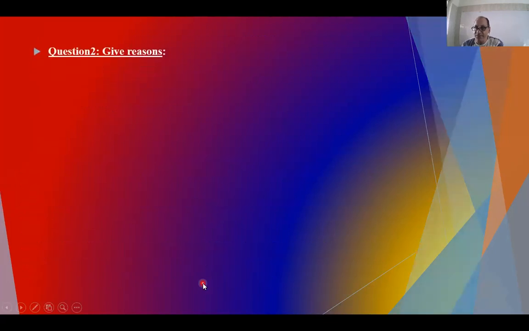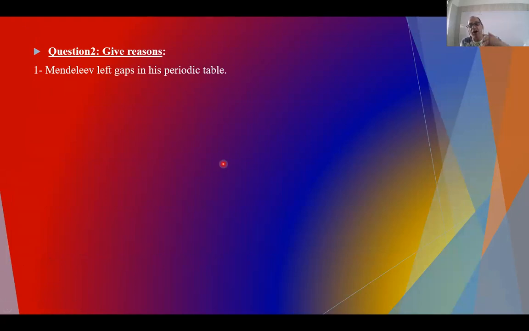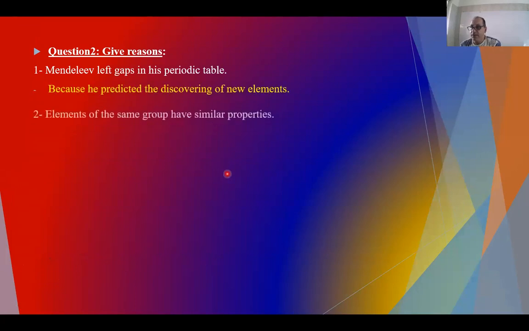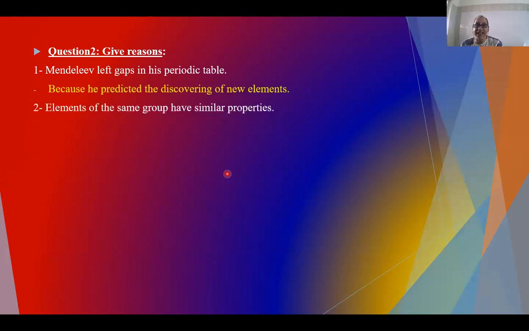Let's pay attention to the word except. Give reasons. Mendeleev left gaps in his periodic table, and that was a good thing, because he predicted the discovery of new elements. Elements of the same group have similar properties because they have the same number of electrons in their outermost energy level.